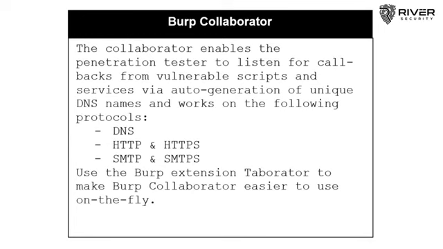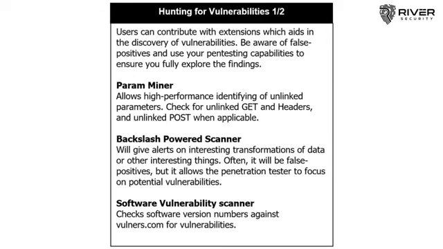All right, so that's the collaborator. Now, the cheat sheet also contains a lot of different extensions that you can use. Many of them are super useful. For example, the param miner. The param miner is something that you have to take a look at, because what it tries to do is find what we call unlinked parameters. It tries to find input to a script or the application that you are not already aware of.